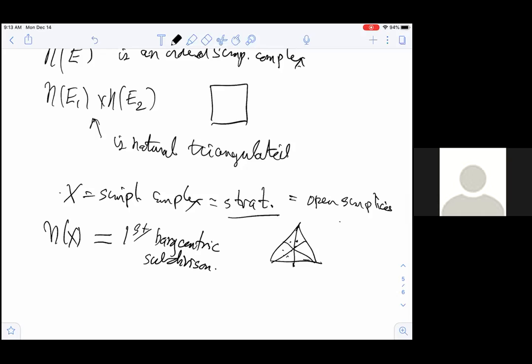Well, the vertices of the nerve are the simplices, and if you take the vertex associated to each simplex and map it to the barycenter of that simplex, you can extend linearly. So you have a piecewise linear isomorphism from the nerve to the first barycentric subdivision of X that sends an open simplex sigma to the barycenter of sigma, and then extend linearly. Okay.